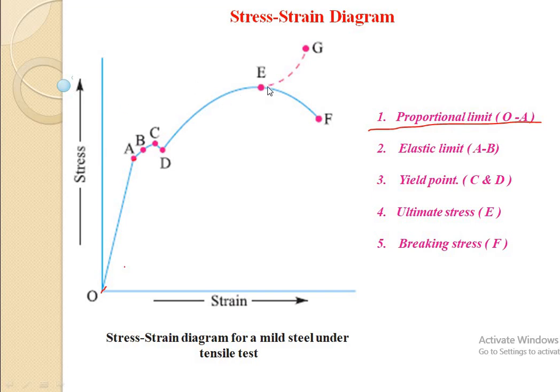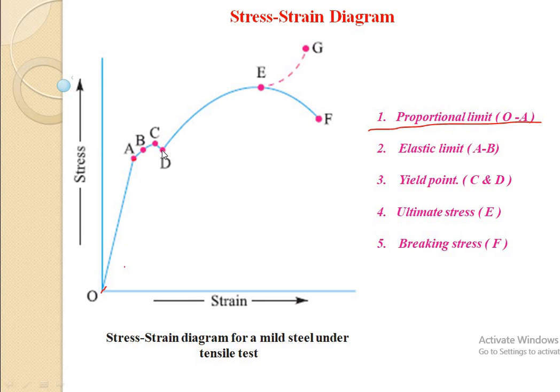This is the highest resistance offered by the material. Actually, stress is nothing but the resistance offered by the material to its breaking. So point E shows the ultimate value of stress. It is the ultimate resistance offered by the material. Though there is a decrement in stress, at point D it gains some strength.